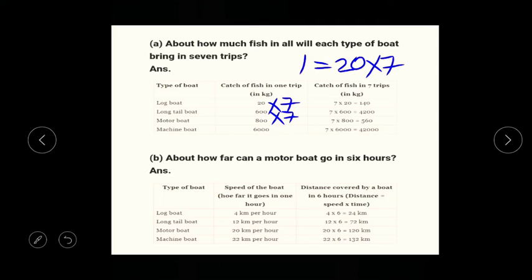And in the same way we calculate how far a motor boat can go in 6 hours. They have given us the speed of the boat in 1 hour. If a boat can travel 4 kilometers in 1 hour, then for 6 hours we just multiply it by 6, and the same for the others. Is it simple? Yes, it's very simple.